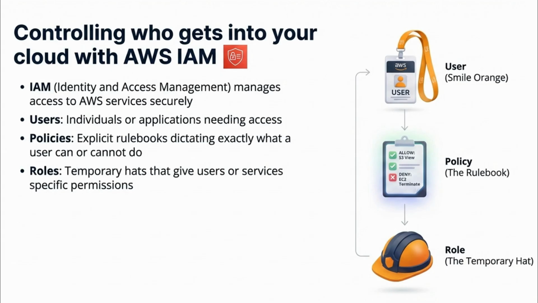As you can see in the image, someone is a user, and then the policy is the rule book, like who is allowed and who is not allowed. Deny EC2, allow S3 view. So S3 view will be allowed, and if EC2 comes and asks for permission, it won't get any permission. It will be denied directly.